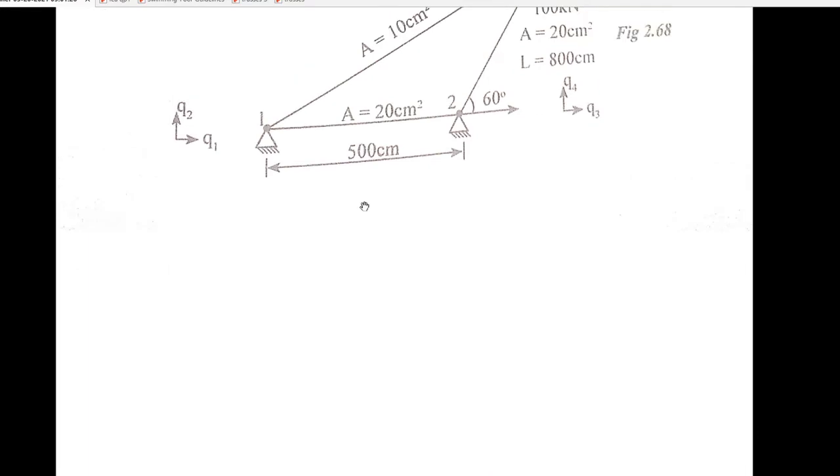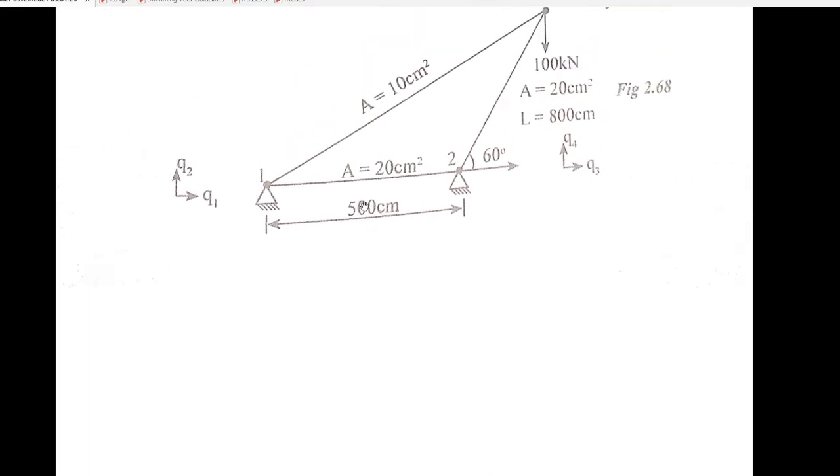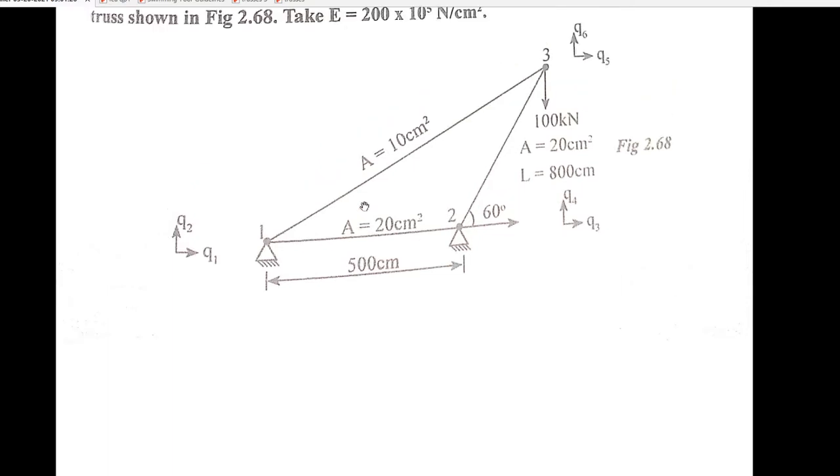As usual, first we need to write the FEM model. All of you write down that FEM model. What are the coordinates here? 0, 0. And here, 500, 0.